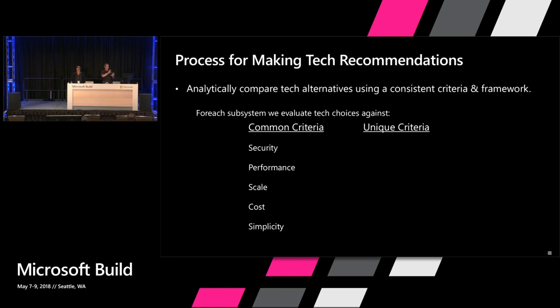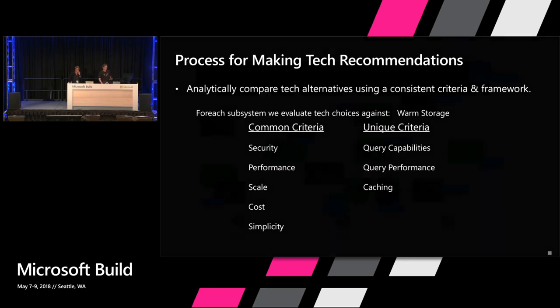Okay, each subsystem typically has some set of unique criteria for it as well. And the example that Corey and I have on the slide here is warm storage. Here, warm storage, you really care about query capabilities for sure. We care about query performance. This is used actively for reporting and visualization. I can't wait 2 minutes for data to be shown to me. And this kind of leads to caching integration as well.